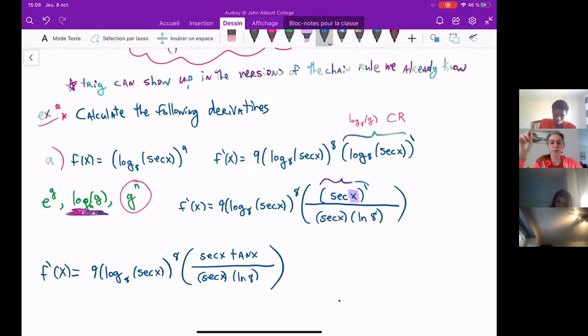Can I cancel those secants out? I can, because this is all multiplication. There are no pluses or minuses, so I can cancel. And that's my final answer.